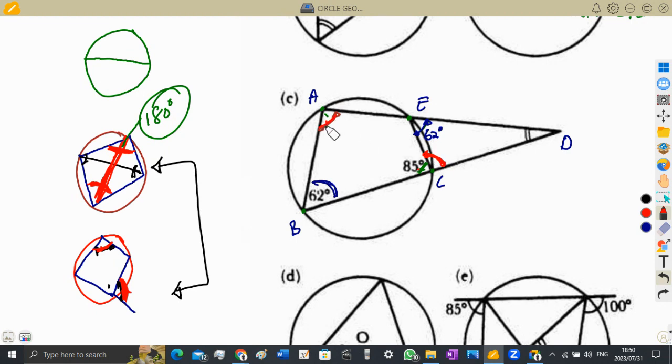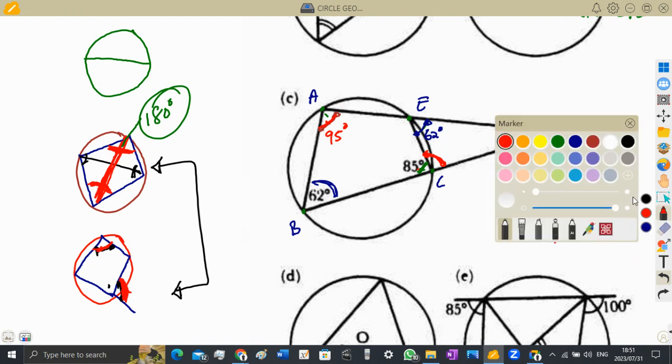Angle A here is supposed to be taken from 180 because these are the opposite angles, and we are saying opposite angles of a cyclic quad add up to 180. So meaning to say this angle at A is 180 minus 85, which is going to give us 95 degrees. So this angle here is 95. Are we seeing the concept there?